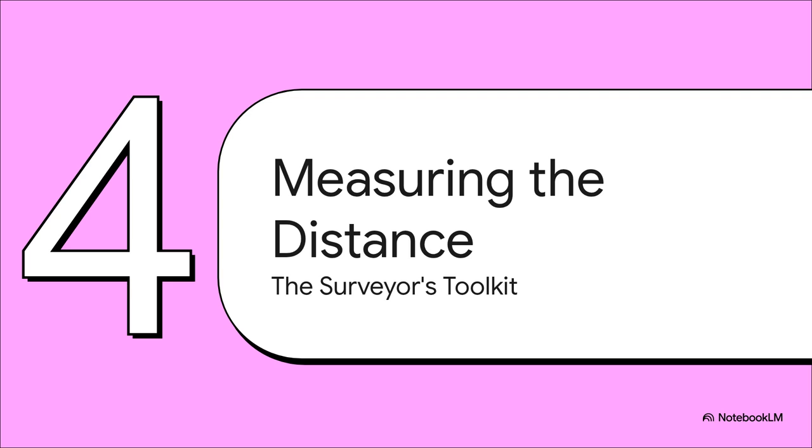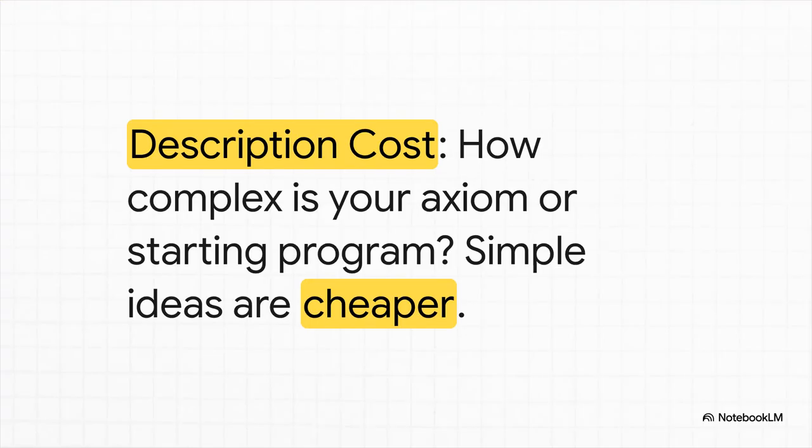It is time to open up the Surveyor's Toolkit and look at the actual computable formula that makes this whole map practical, the thing that lets us really calculate the distance between any 2 points. So this total distance, or cost, is made up of 3 parts. The first one is the description cost. This is basically asking, how complicated is the tool you're using to begin with? A really simple idea like just chopping off the end of a decimal is cheap. It's easy to describe.